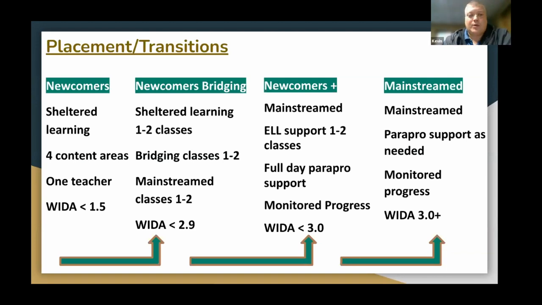Science tends to be one of the early ones that they bring in, mainly due to the hands-on nature and the ability to, I guess, do instead of show. As they progress, we move them into more and more mainstream classes with parapro support, where eventually, hopefully, they don't need any supports at all.